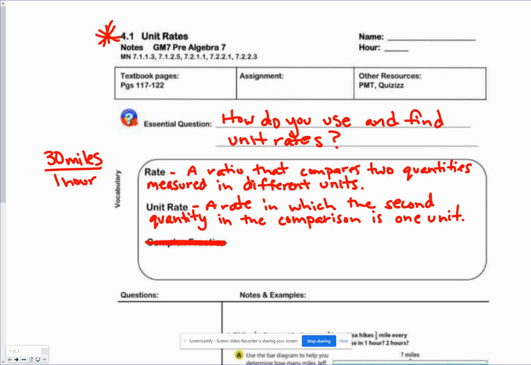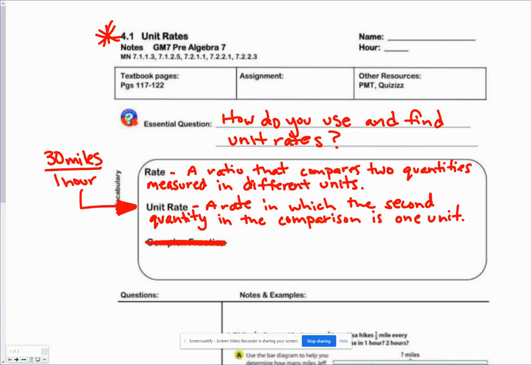Why is it a unit rate? A unit rate is a rate in which the second quantity in the comparison is 1 unit. So it is a 1 on the bottom. That's a unit rate, and that's our goal today, is to turn all of these problems into unit rates. They might not start as unit rates. So we have to convert them to unit rates.